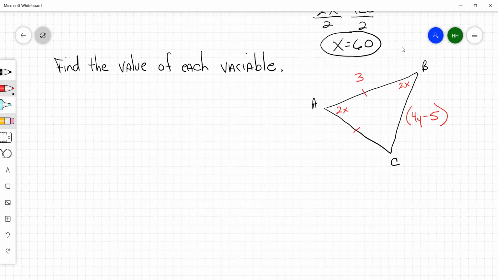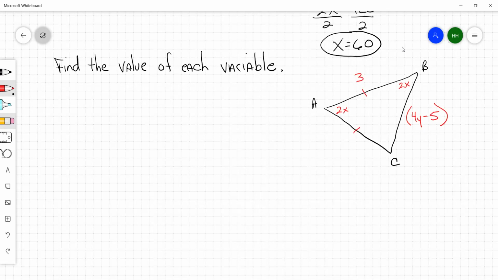Now I want you to take a look at it. You raising your hand? What's up? All right, what she said was, is the 4y minus 5 equal to 3, and is angle C equal to 2x? And she's right. And here's why she's right.